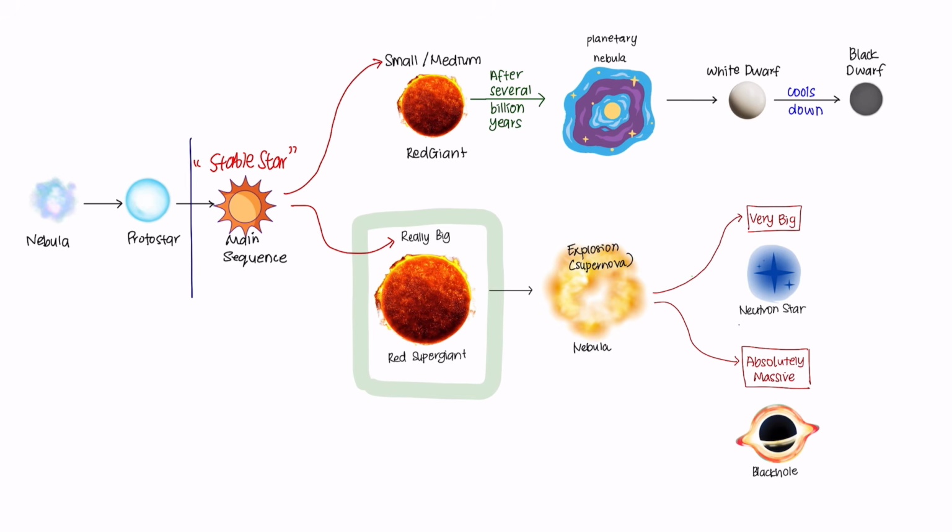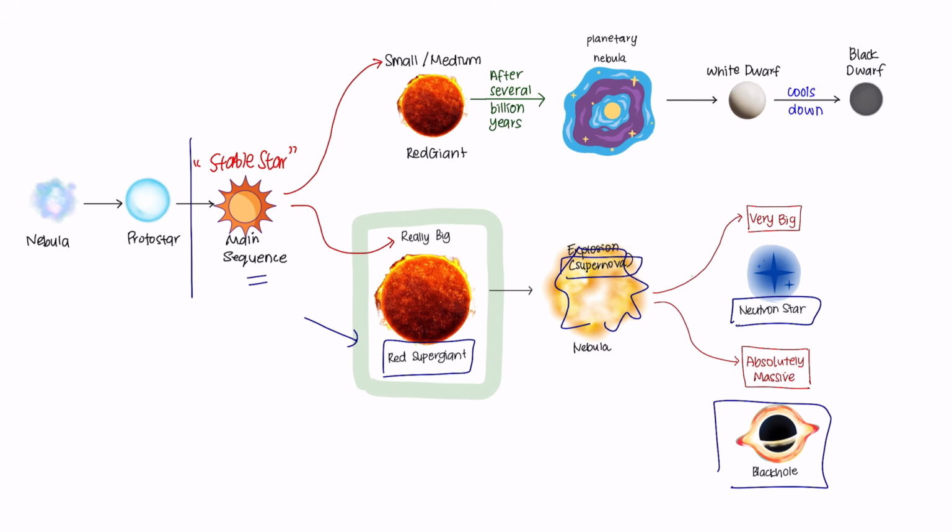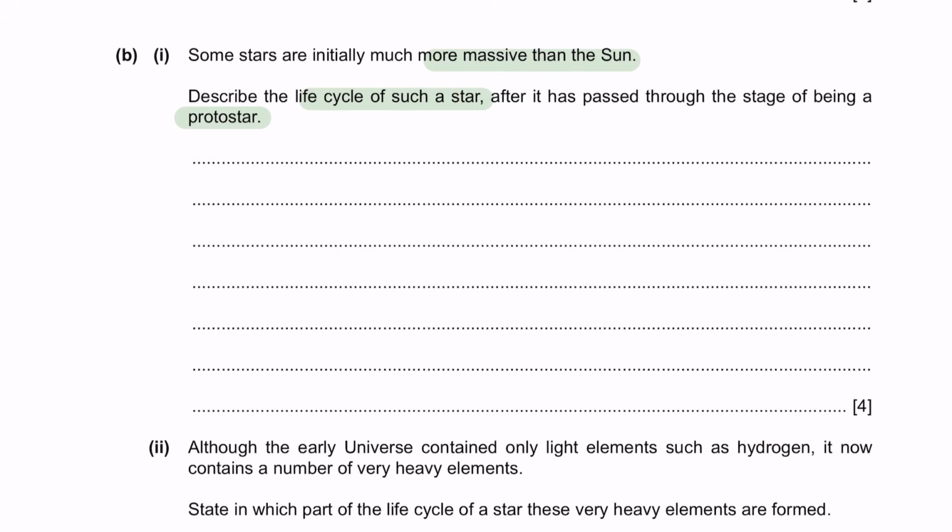After protostar, it would become a main sequence star, which is a stable star, and then it expands to become a red supergiant. And then it turns into a supernova and throws off its outer layer, and the core would become a neutron star, or if the mass was massive enough, its core would shrink to become a black hole. The life cycle of a star is a very common question, so make sure you know how to answer it.